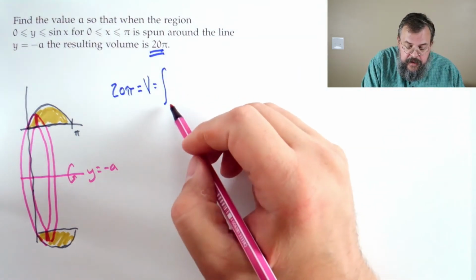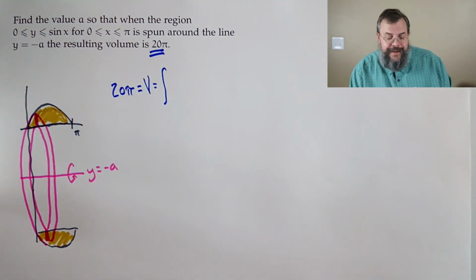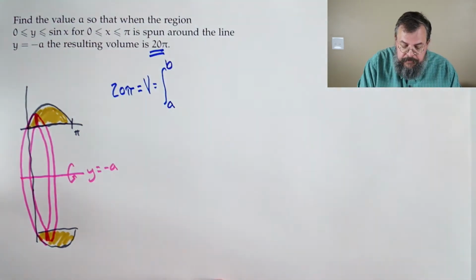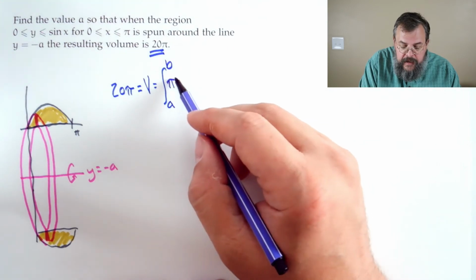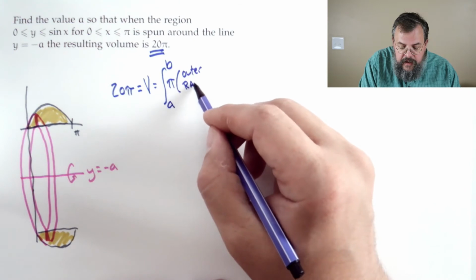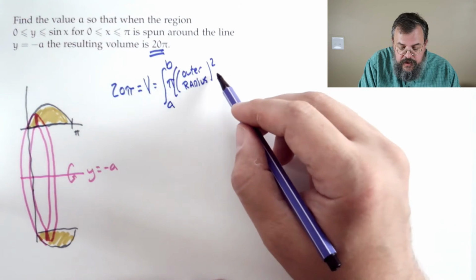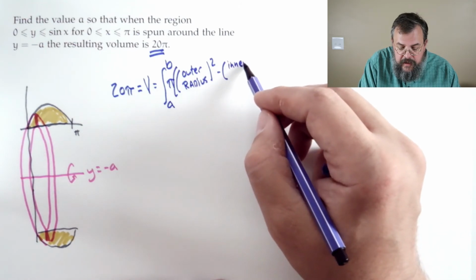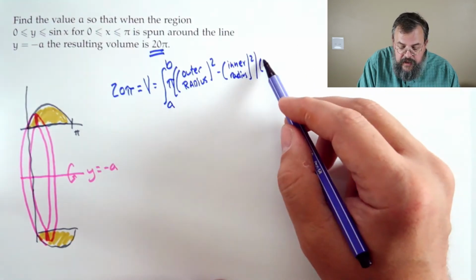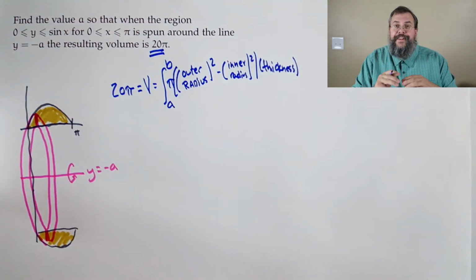So we're going to add up, whoops, let me change back to my more purpley color. We're going to add up from where we start to where we stop, pi. Then we're going to have our outer radius, and that's going to be squared. Subtract our inner radius, and that will also be squared. And then there's a thickness. So that's our setup. That's the formula.